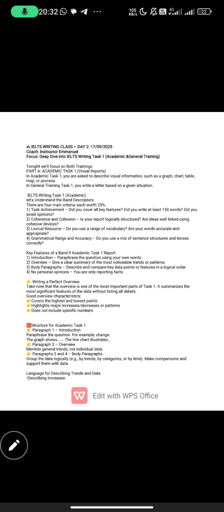And so you should focus on developing in each of these band descriptors, develop how you achieve the task. That is for task achievement. Now look at what's on your screen. It asks if you covered all the key features. For the academic training, did you write at least 150 words? If you did not, if it was 140. Some of you wrote beyond, you wrote close to 200 words based on my counting today. You don't have all the time. You just have 20 minutes. And you should start timing yourself.